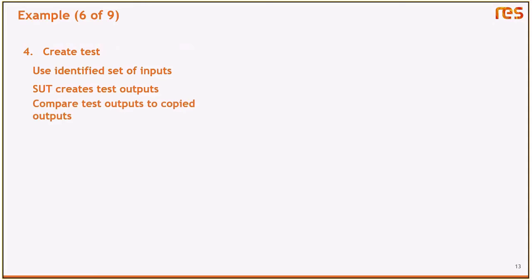So once we've got that in place, we can actually create a test to use that functionality, and we'll follow the steps that we laid out earlier. We're going to start off with using the identified set of inputs. Then we're going to run the SUT to create the outputs, compare those outputs to the expected outputs, and then do some tidy up.